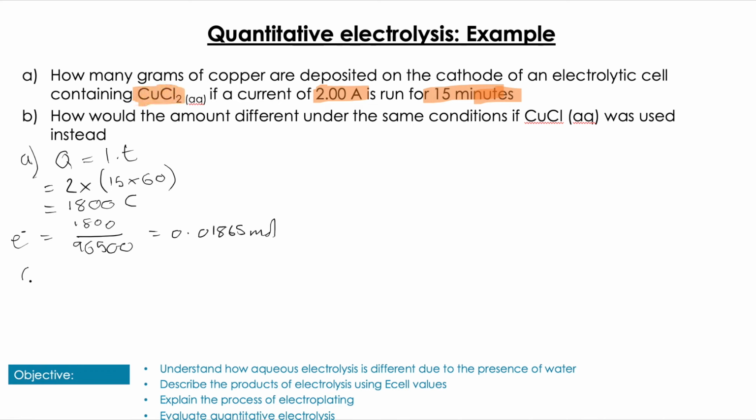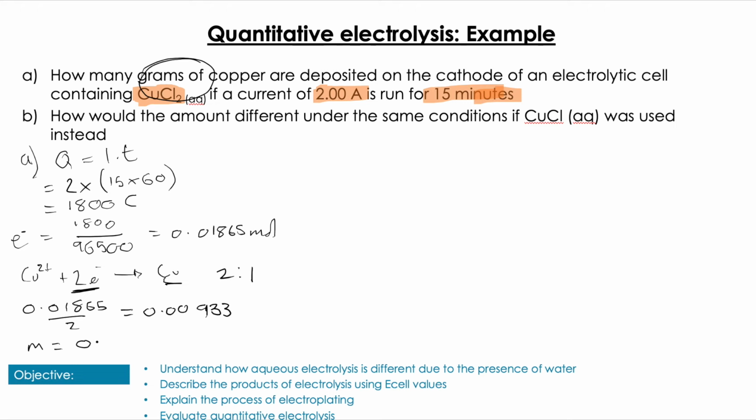Once we have the number of moles of electrons, then we just use our half equation. You can see here that we need 2 moles of electrons to make 1 mole of copper. So it's a 2-to-1 ratio. So I'm simply going to do 0.01865 divided by 2. And that is going to be my number of moles of copper. Obviously, the question asks for a mass, so I'm just going to use mass equals moles times molecular mass, which is 63.55, and gives me 0.593 grams.